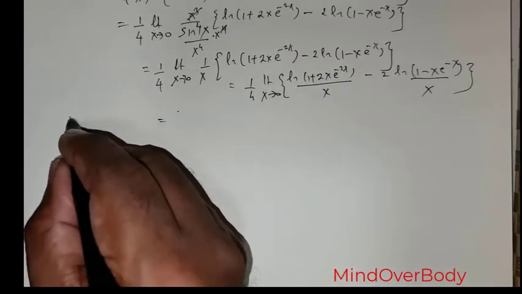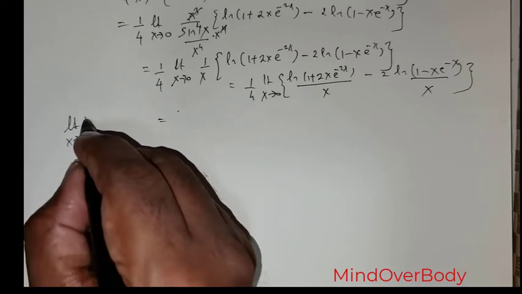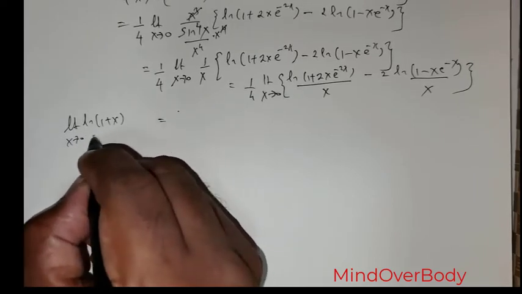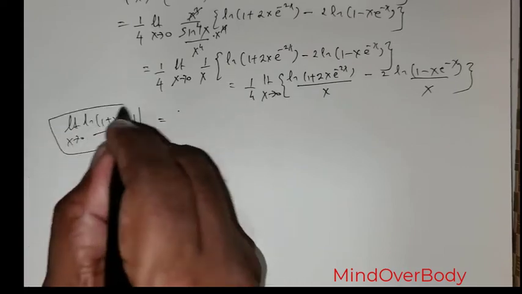Now I'm going to use this fact: the limit as x tends to 0 of ln(1 + x) divided by x is equal to 1.